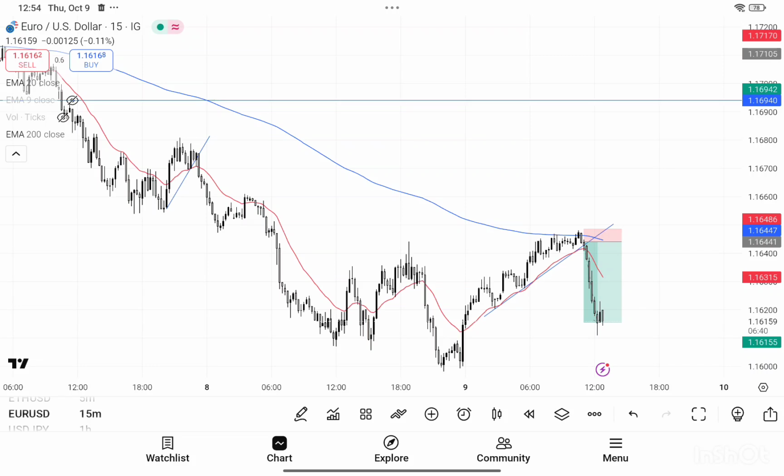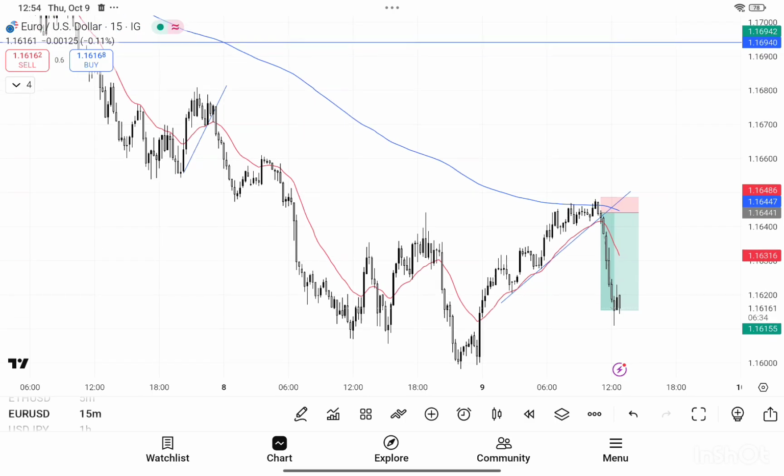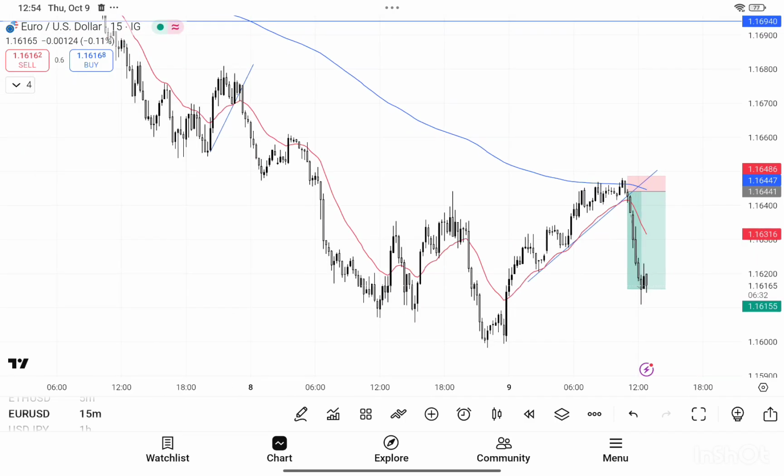So the only trading strategy you will ever need for forex, I'll show you. Okay, so first of all, you have to go to 15 minutes time frame. You can see here it is 15 minutes time frame.